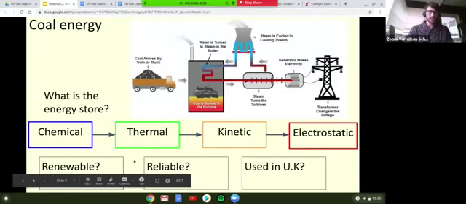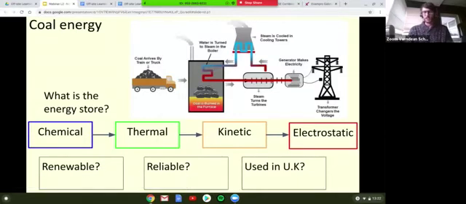So let's go to these three questions again. Is it renewable? Is it reliable? And is it used in the UK?